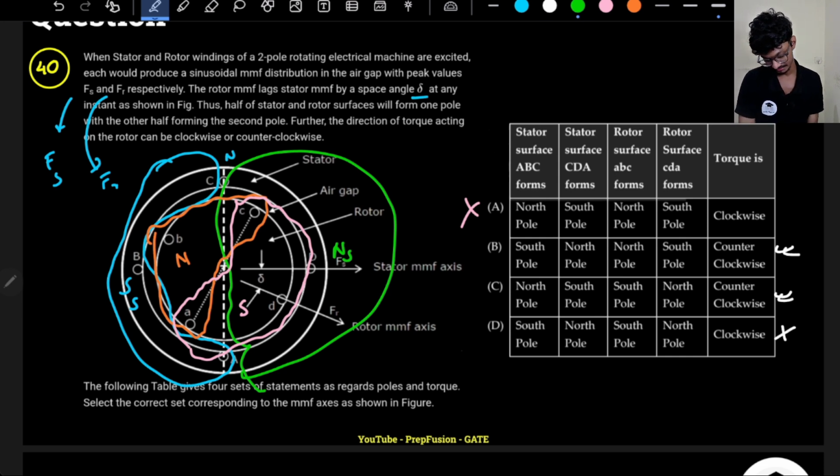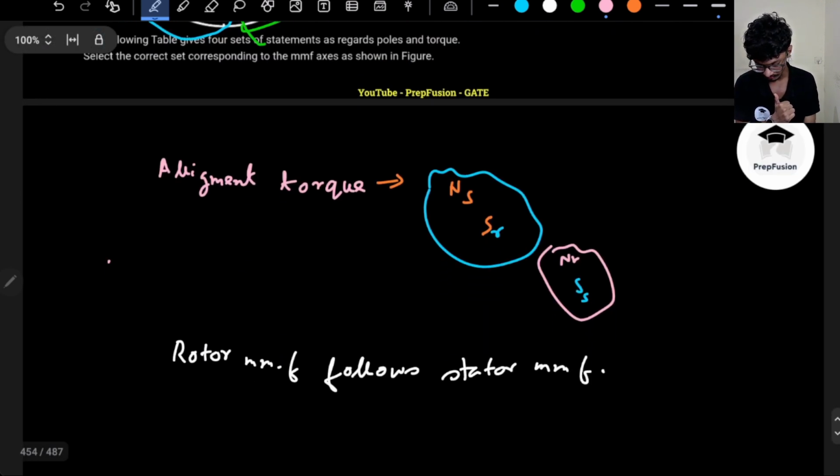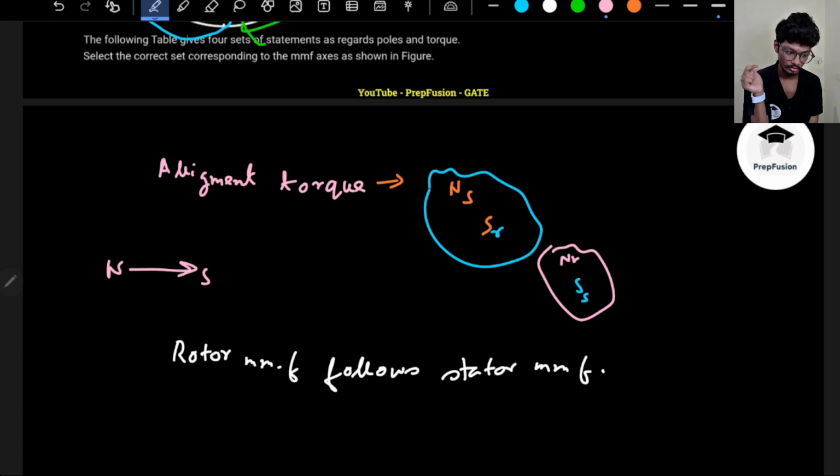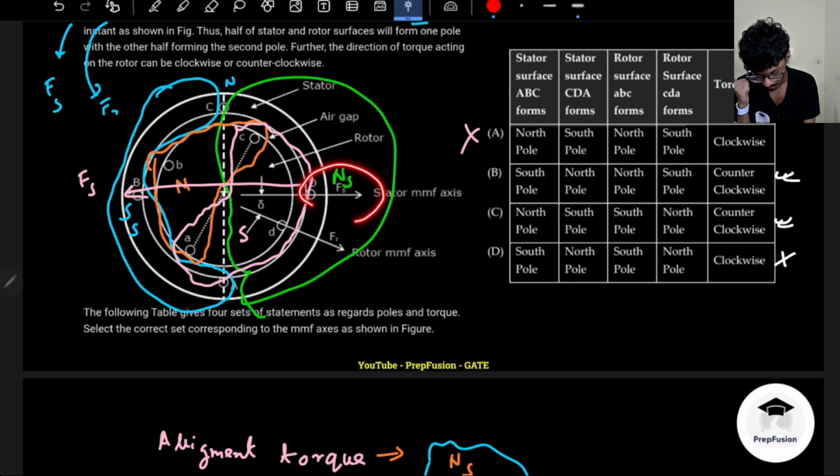What is the axis here? The axis is like this. The axis always goes from north to south, right? If N is here and S is here, the MMF axis starts from N and terminates at S. So here the axis of the stator MMF is on the left hand side, but in the diagram it is on the right hand side. So it is just the opposite.